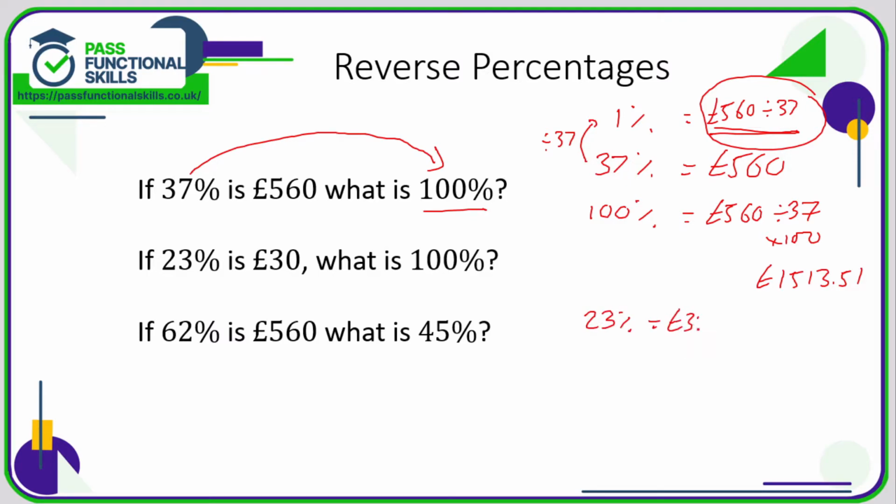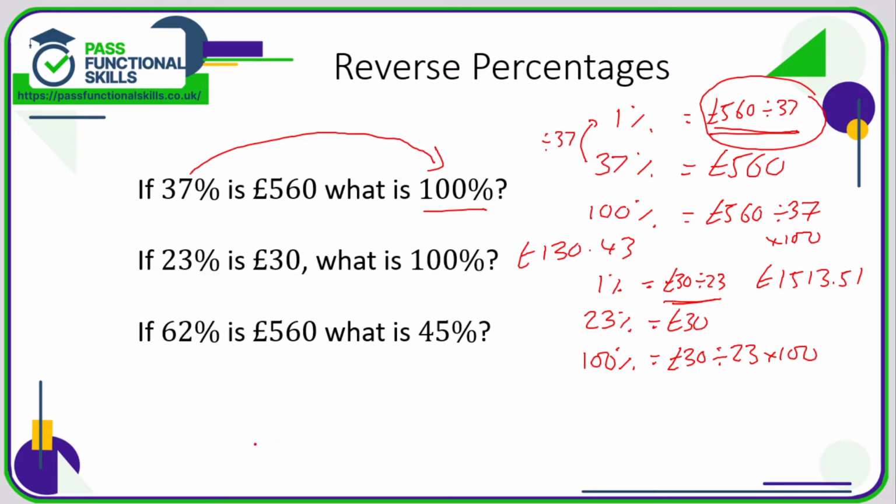This next example here, exactly the same. 23% is £30. I want 1% and then I can work out 100%. 1% is 23 times less than 23%, so I want 23 times less than 30, so that's 30 divided by 23. Again, I could write in the actual value here. This is my calculation for 1%, so 100% is going to be 30 divided by 23 times 100, and 30 divided by 23 times 100 comes to a total of £130.43.